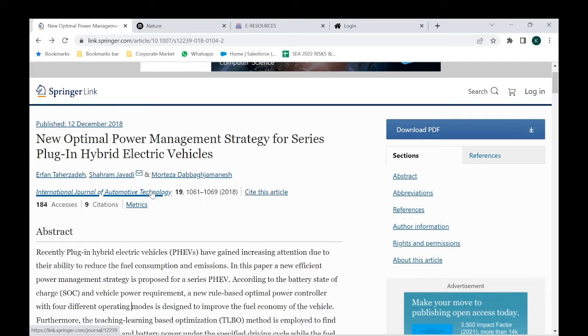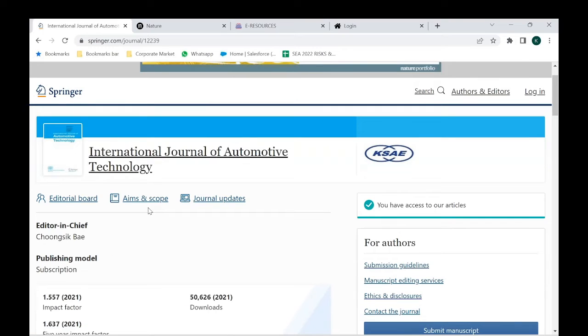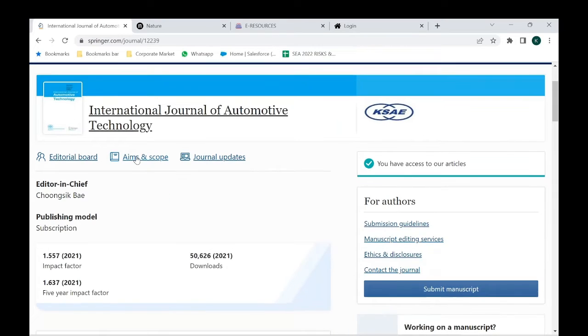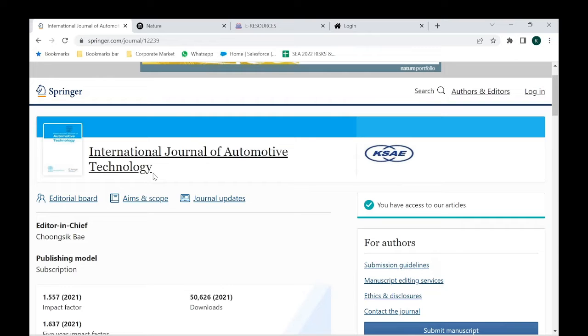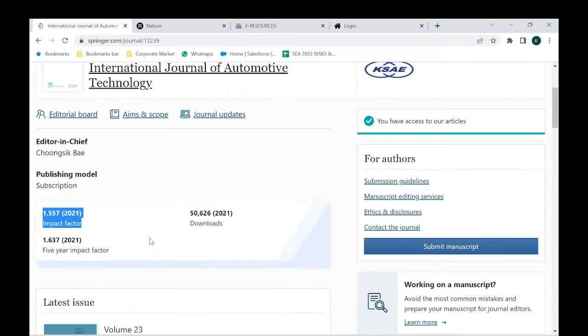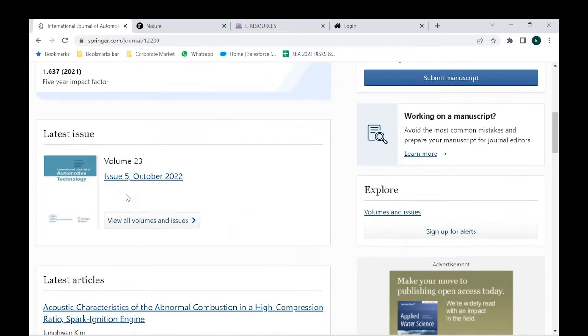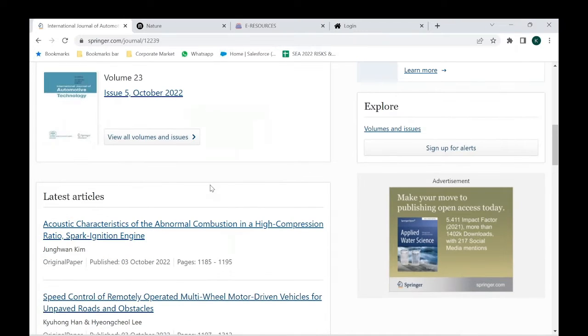So going back to this page, this is the homepage of the article. But now I want to redirect your attention to the homepage of a journal itself. If I click on this link, that article was published in this journal called the International Journal of Automotive Technology. And here now I'm on the homepage of the journal itself. So essentially I've taken one step up, a broader view, right? As you can see, this homepage gives a lot of information. You can see who the editor-in-chief is, what its publishing model is, its impact factor, how many times it's been downloaded in 2021, and the latest issues and latest articles.